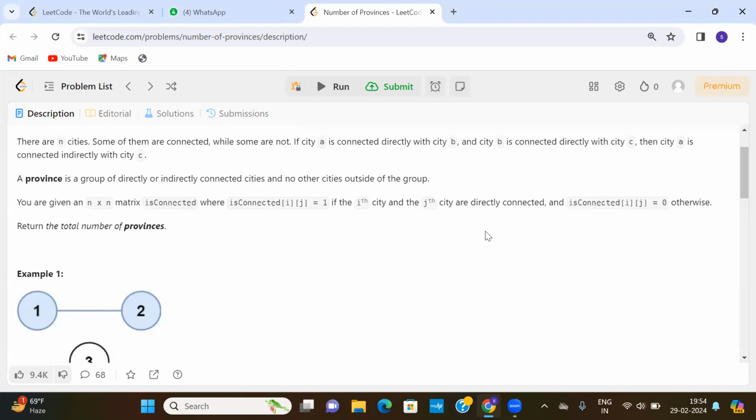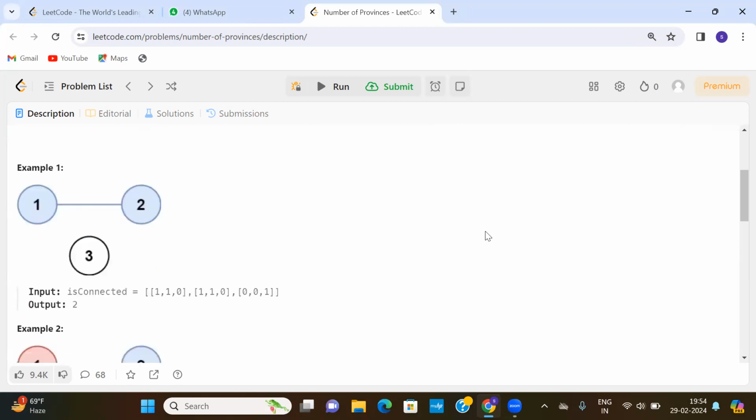Let me make the question simple for you all. What the question is asking us is how many components exist in the graph. If you have studied graphs, you would know about components. How many components exist in this particular question given to us? So this is the main thing which we need to return. Let us understand this with the help of an example first of all.